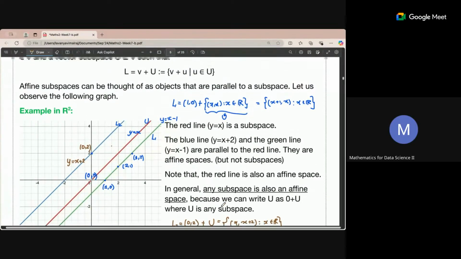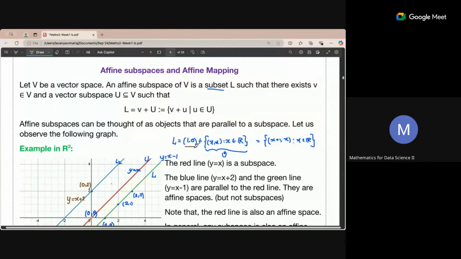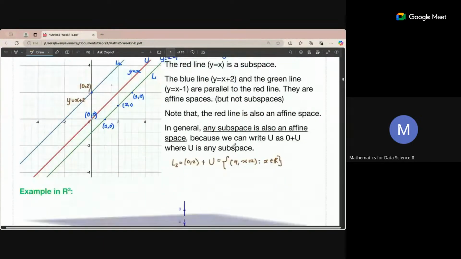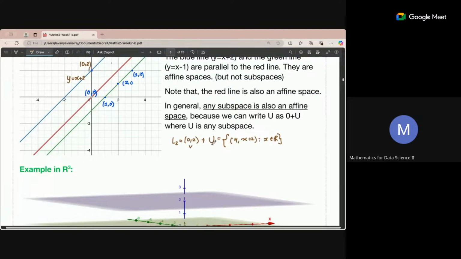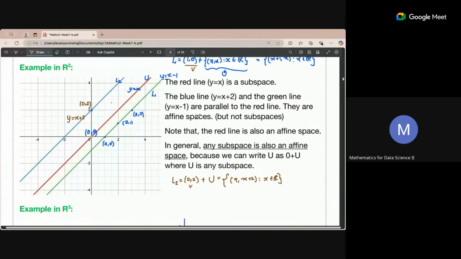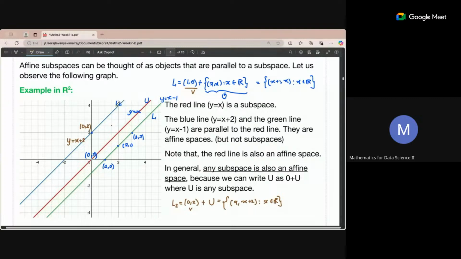Now look at this definition. This is your v, this is your U, and this is your v and this is your U. So you can observe that the affine spaces are nothing but lines parallel to this subspace U. Okay, so this is to understand what affine spaces are in R2.